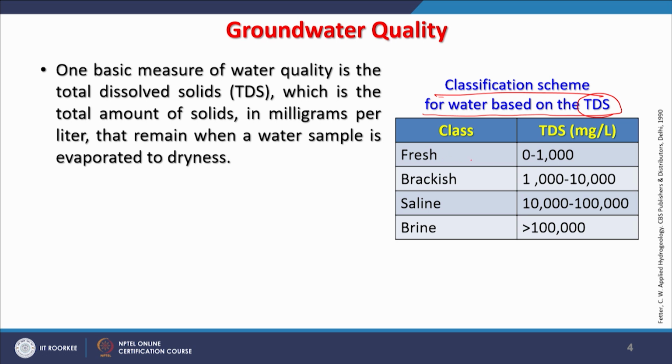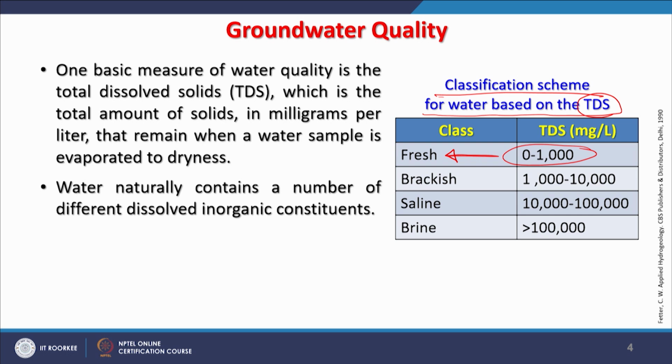So, if we say fresh water, then the TDS should be less than 1000 milligrams per liter. If it is brackish water, the range is 1000 to 10,000; in the case of saline water, 10,000 to 1 lakh; and brine water is more than 1 lakh. So, that is the kind of TDS level. For all our purposes, for drinking, for industry, for other things, we are looking at TDS in this range.